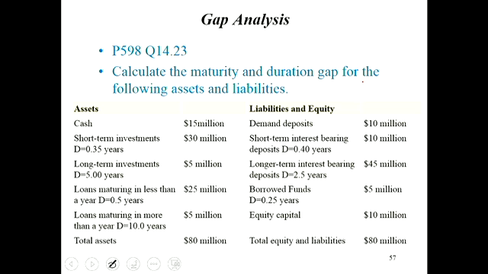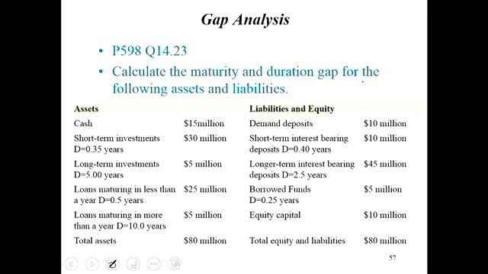Okay, so going over to the other side, liabilities over here. What about those demand deposits? Zero. So 0 times how many we got? We got 10 million, which is equal to 0. Then we got short-term interest-bearing deposits, duration of 0.4, got 10 million of those. So 0.4 times the 10, that comes to 4.